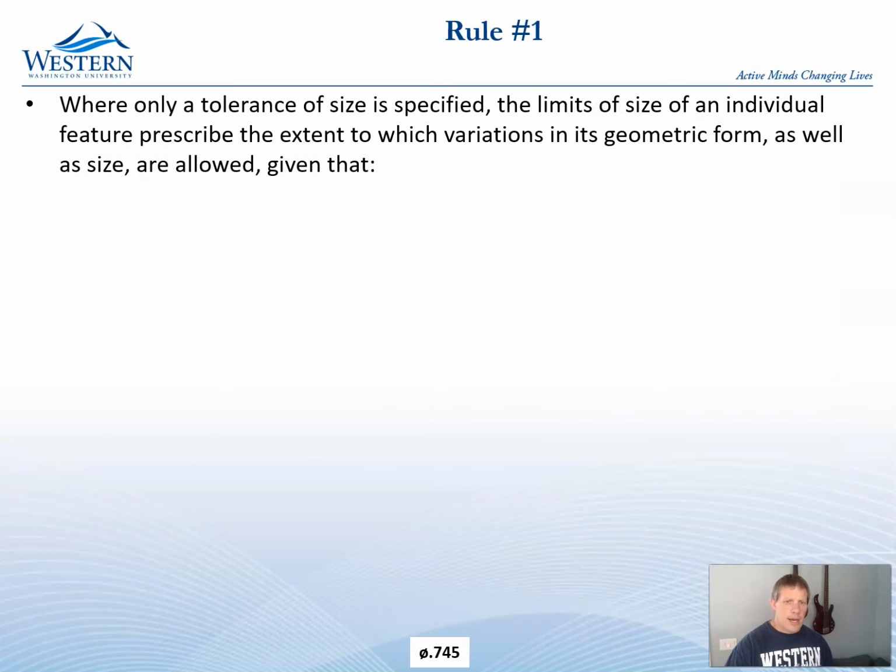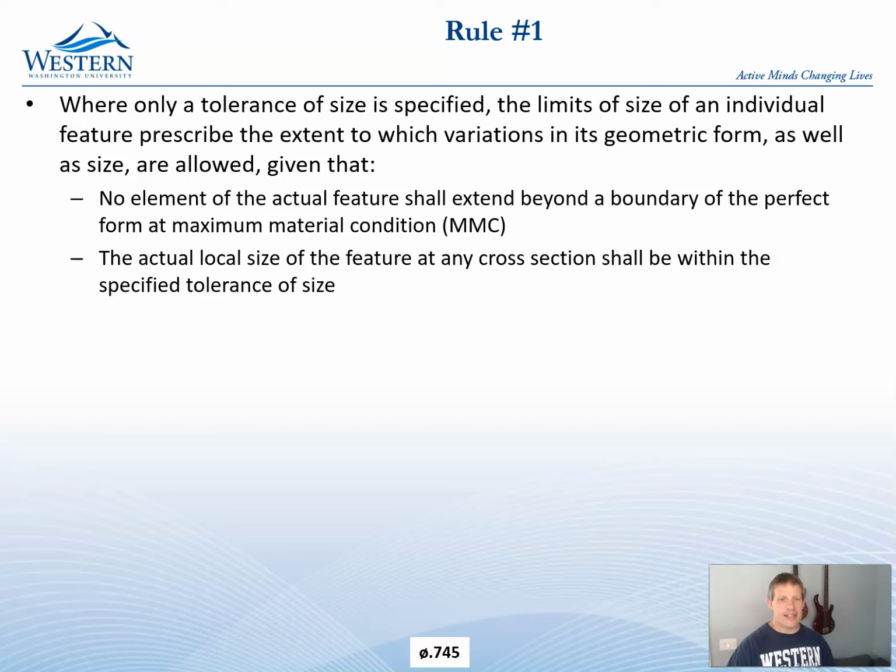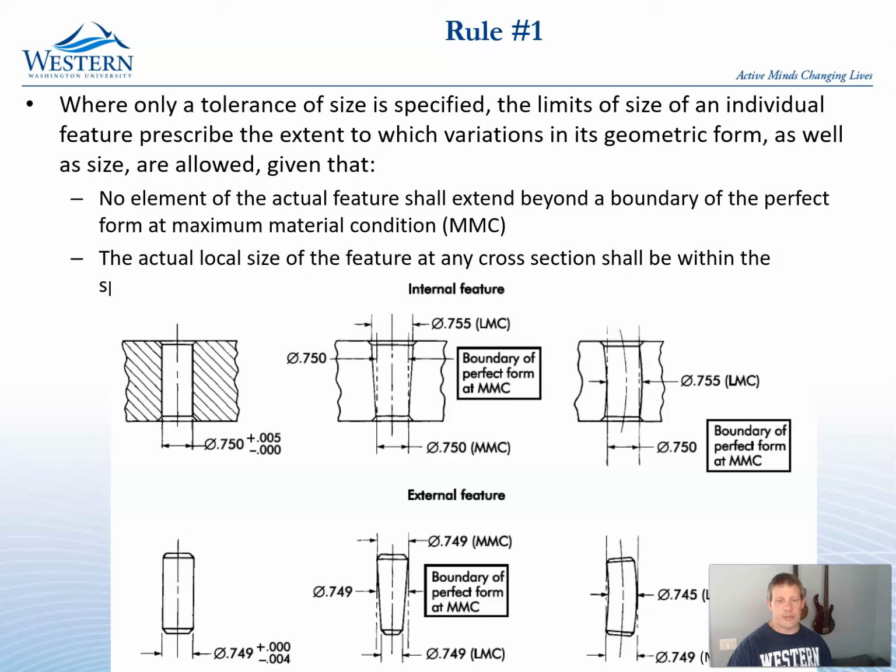Okay. Two rules. I don't know how helpful the rules are, but where only a tolerance of size is specified, the limits of size of an individual feature prescribe the extent to which variations in its geometric form as well as size are allowed, given that no element of the actual feature shall extend beyond the boundary of the perfect form at MMC, and the actual local size of the feature at any cross-section shall be within the specified tolerance.